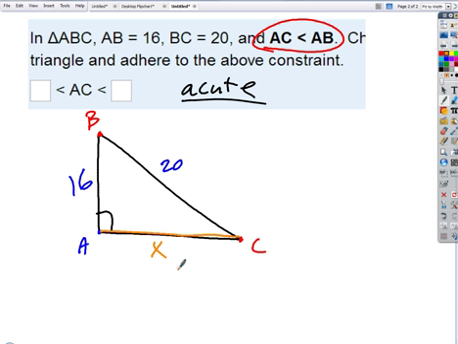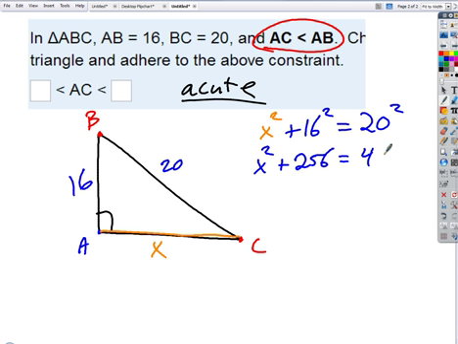So if it's a right triangle, we can pretty easily figure out what the value of X is. How could I solve to know how big this is when it's a right triangle? A squared plus B squared is C squared, Pythagorean theorem. So leg squared plus leg squared equals hypotenuse squared, right? So x squared plus 16 squared equals 20 squared. How do I solve for x? We can turn these into numbers. So x squared plus 256 equals 400. How do I solve for x?